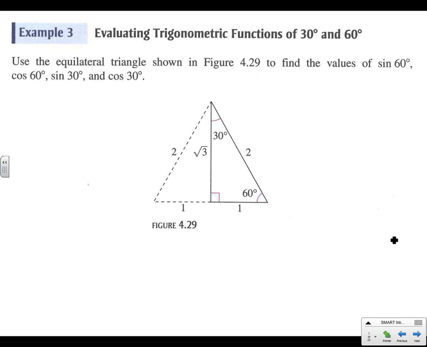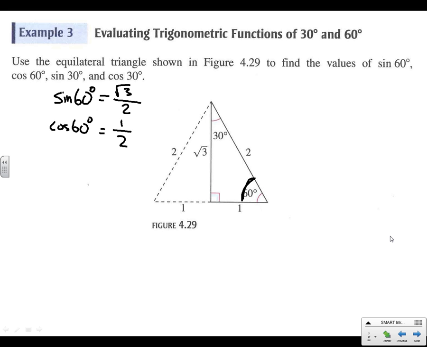So the first one says sine of 60. That's this angle down here. So from that angle, we want to go opposite, √3 over hypotenuse, 2. And we've got an answer, √3 over 2. Let's look at the cosine of 60. From that same angle, the adjacent side is 1, and the hypotenuse is 2. So the fraction is 1/2.